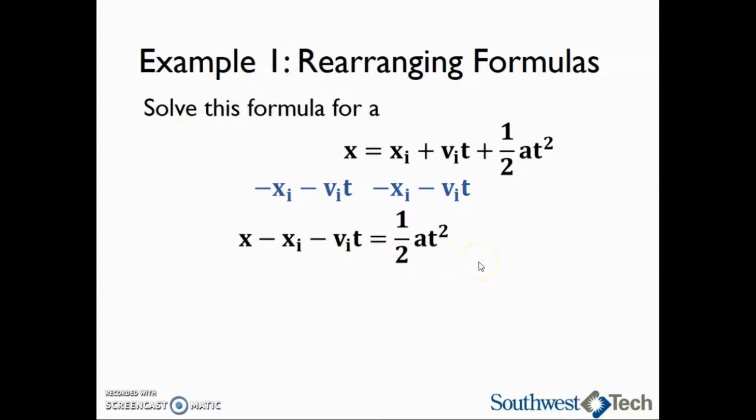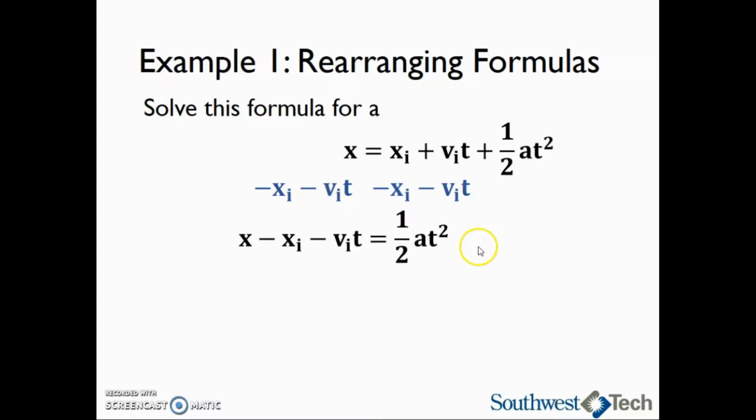Now notice that there is more than one correct way to solve a lot of formulas, and we're just going to go through one way, but just remember that there's more than one way that you can do this. At this point, we still need to get a by itself, and now we see that 1/2 and t squared are both being multiplied by a. So in order to undo that multiplication, we need to divide.